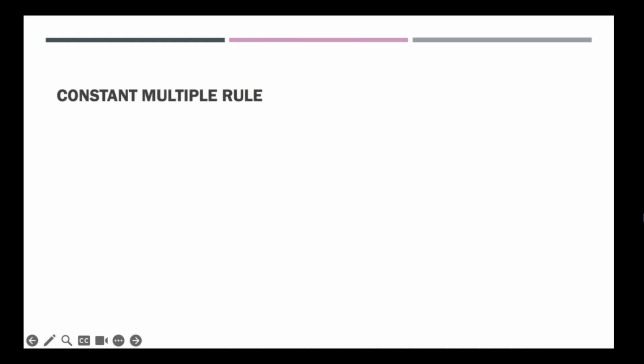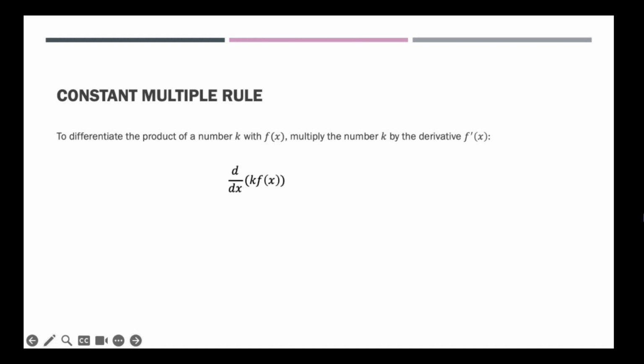The other rule is called the constant multiple rule. The constant multiple rule is to differentiate the product of a number k with f(x): multiply the number k by the derivative of the function. So the derivative of k times f(x) means we can pull the number k outside the function, and we multiply it after the differentiation process.